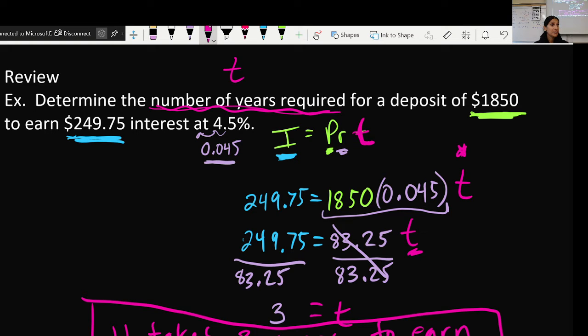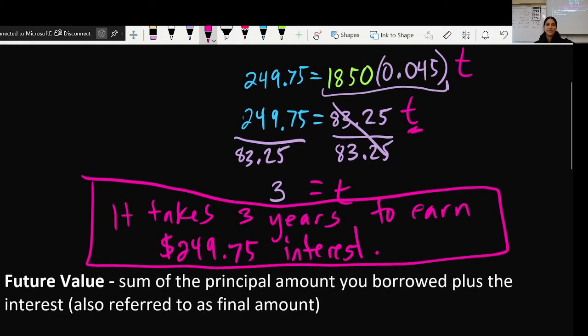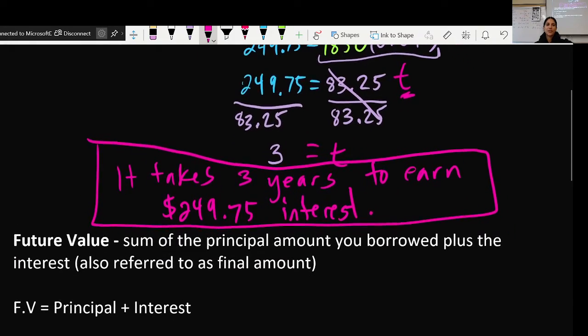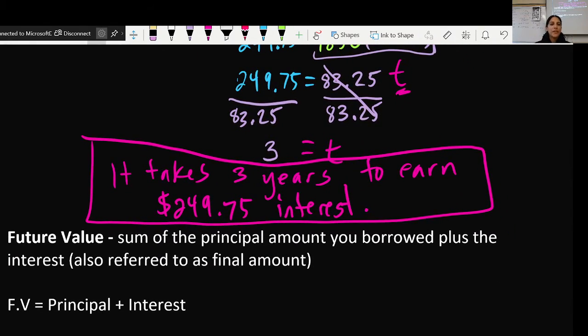So far, so good? Moving on. Future value. So this is brand new. Future value is the sum of the principal amount you borrowed plus the interest. It's also sometimes referred to as final amount. This is important stuff, so I'm going to underline it. Future value sometimes is called the final amount.